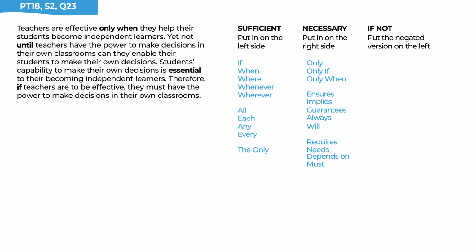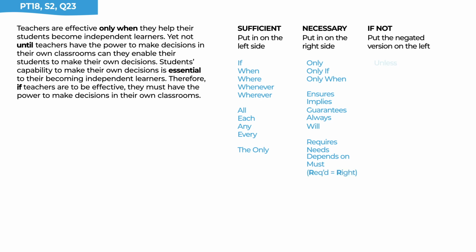You'll also see words that sound like a guarantee. Things that ensure, imply, guarantee, always lead to something else, introduce a right side idea. And words that introduce necessity. If we're saying that we require something, we need it, we depend on it, that thing also would go on the right side, on the necessary side. In fact, it's just really nice to remember that if it's required, it goes on the right.